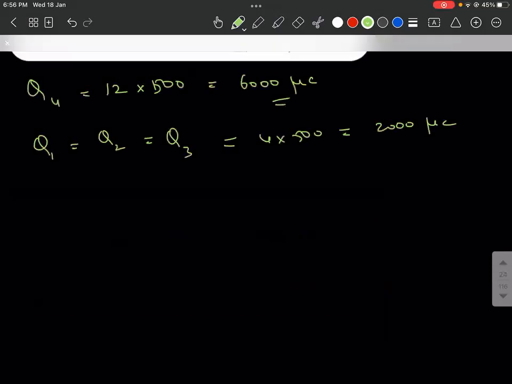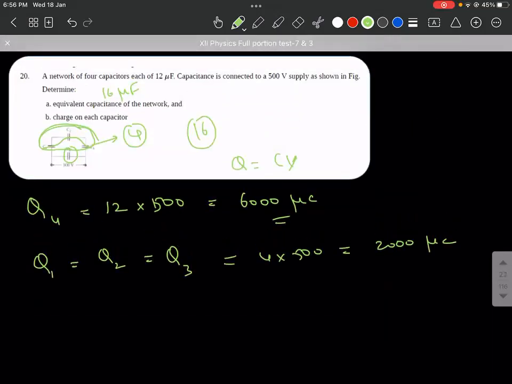One more point to add: the same is the case with respect to resistors also. If you're asked to calculate the current across each resistor, and if the resistors are in series, first find the equivalent resistance and multiply it with the potential difference across the combination. Clear?